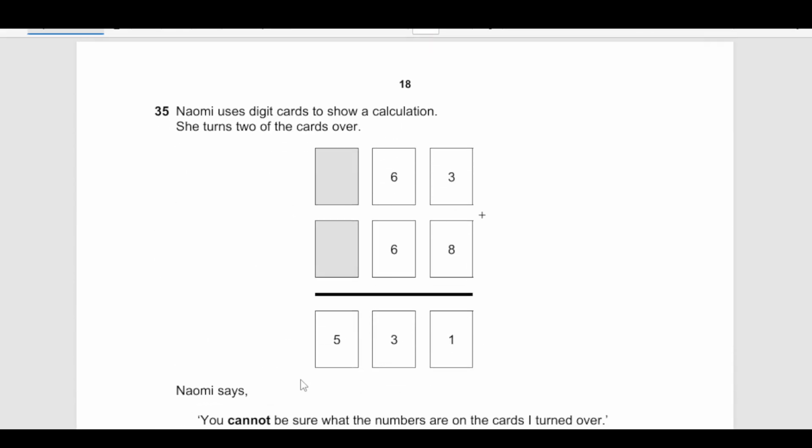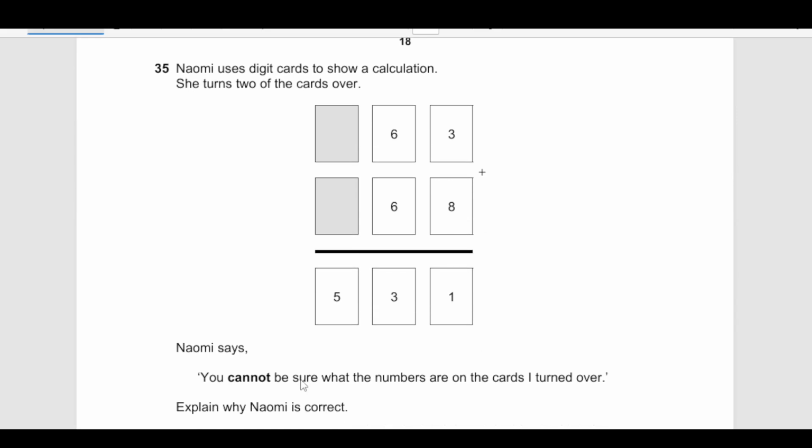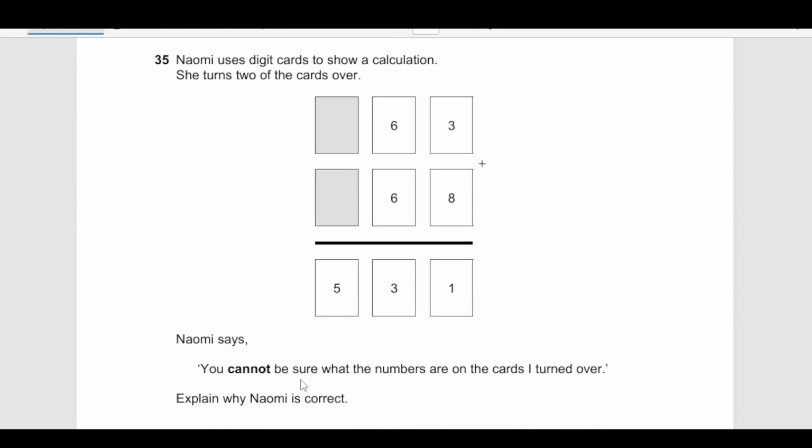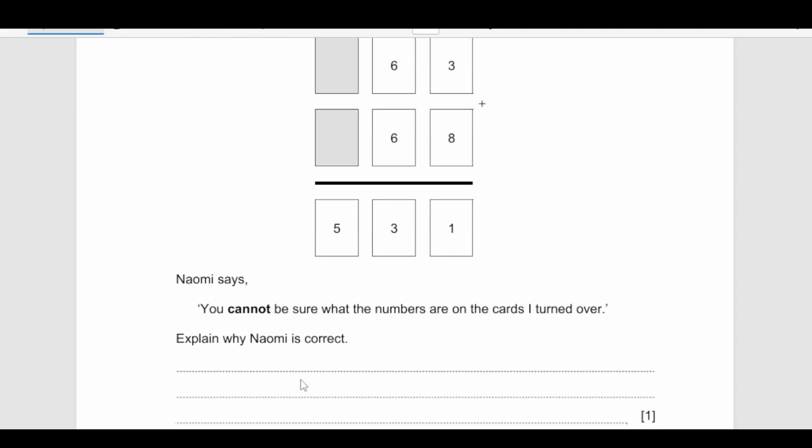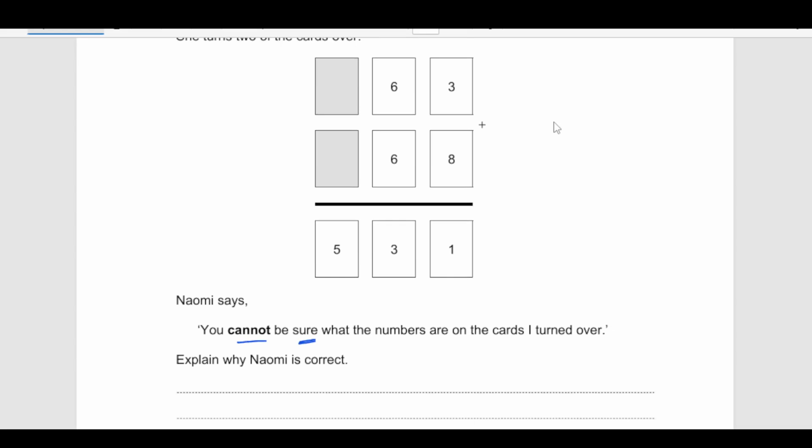Number 35, Naomi uses digit cards to show this calculation. She turns two cards over, these two cards. Now, Naomi says, you cannot be sure what numbers are on the cards I turn over. So, let us see. She said she cannot be sure, right. So, if we see this one, 8 plus 3 is 11. So, 1 carry here, 6 plus 6, 11 plus 12 plus 1, 13. So, 1 carry here, and then here what are the options?